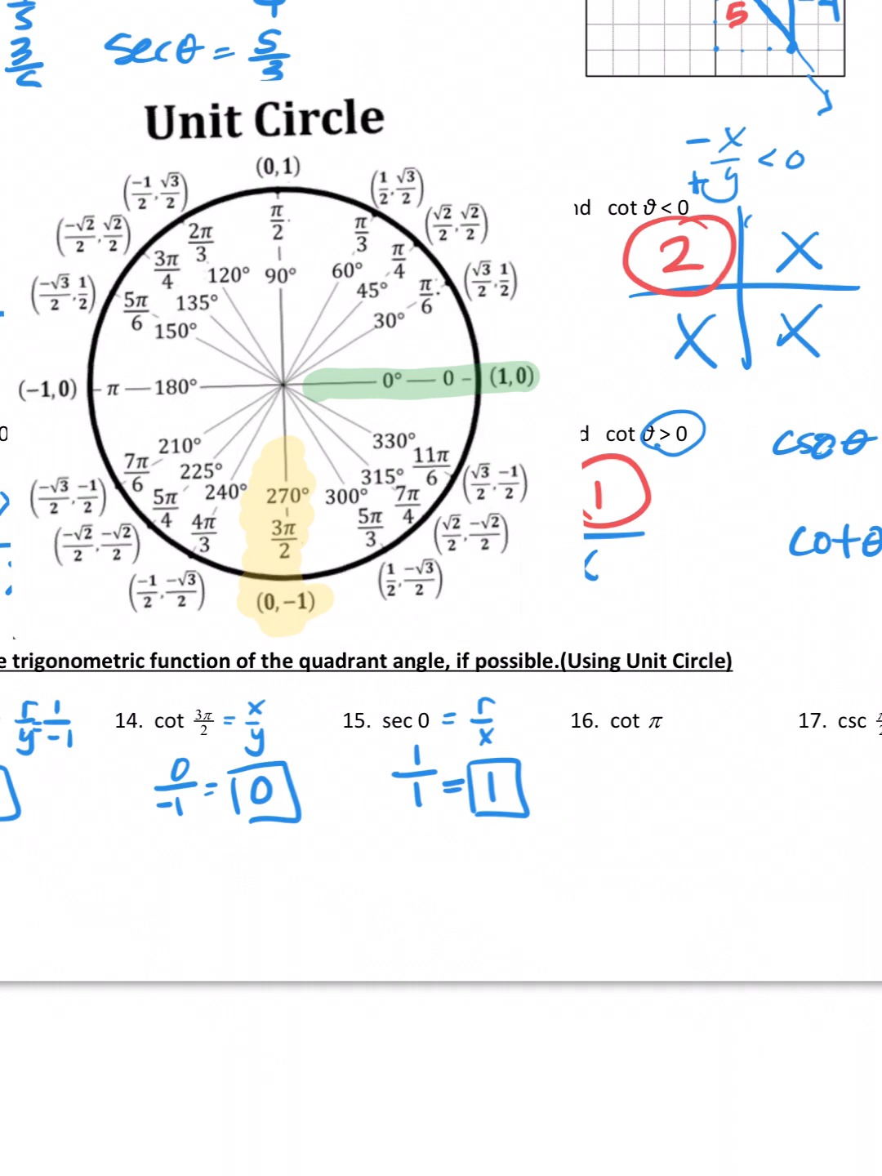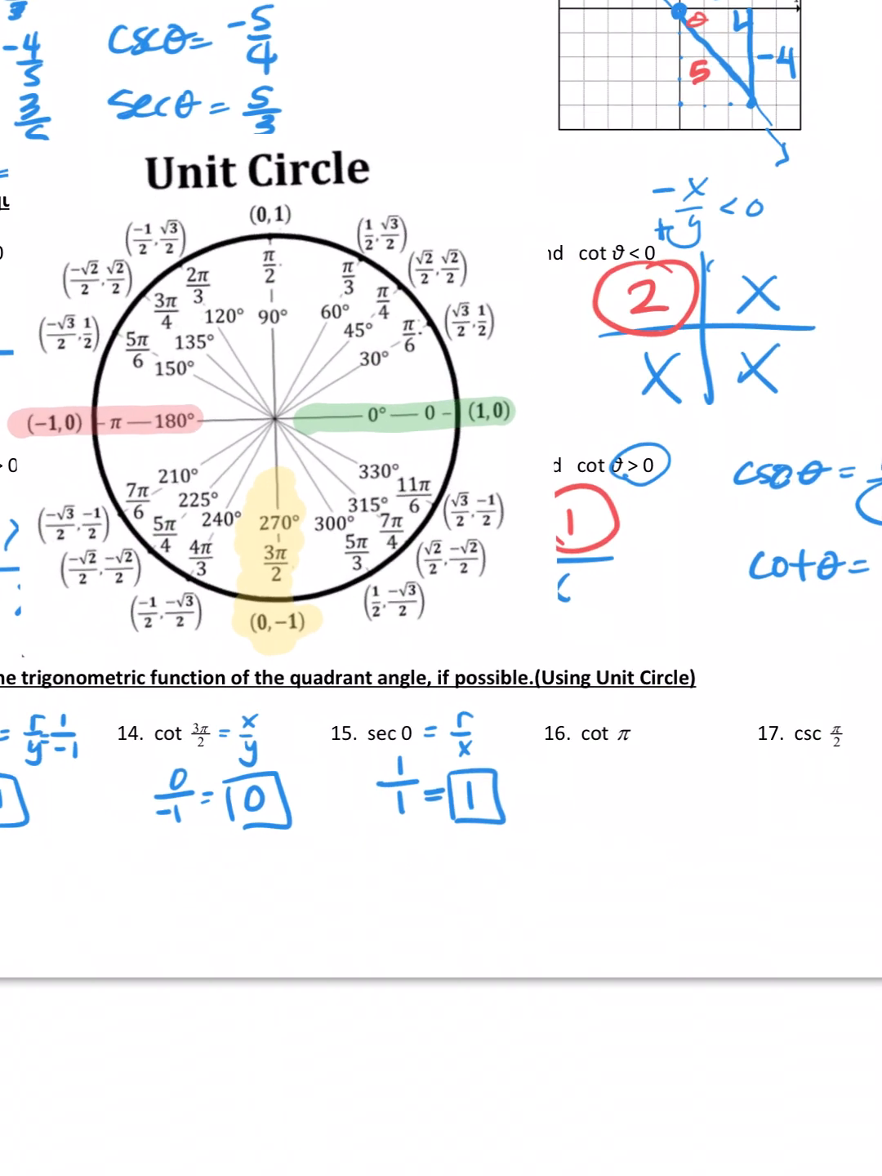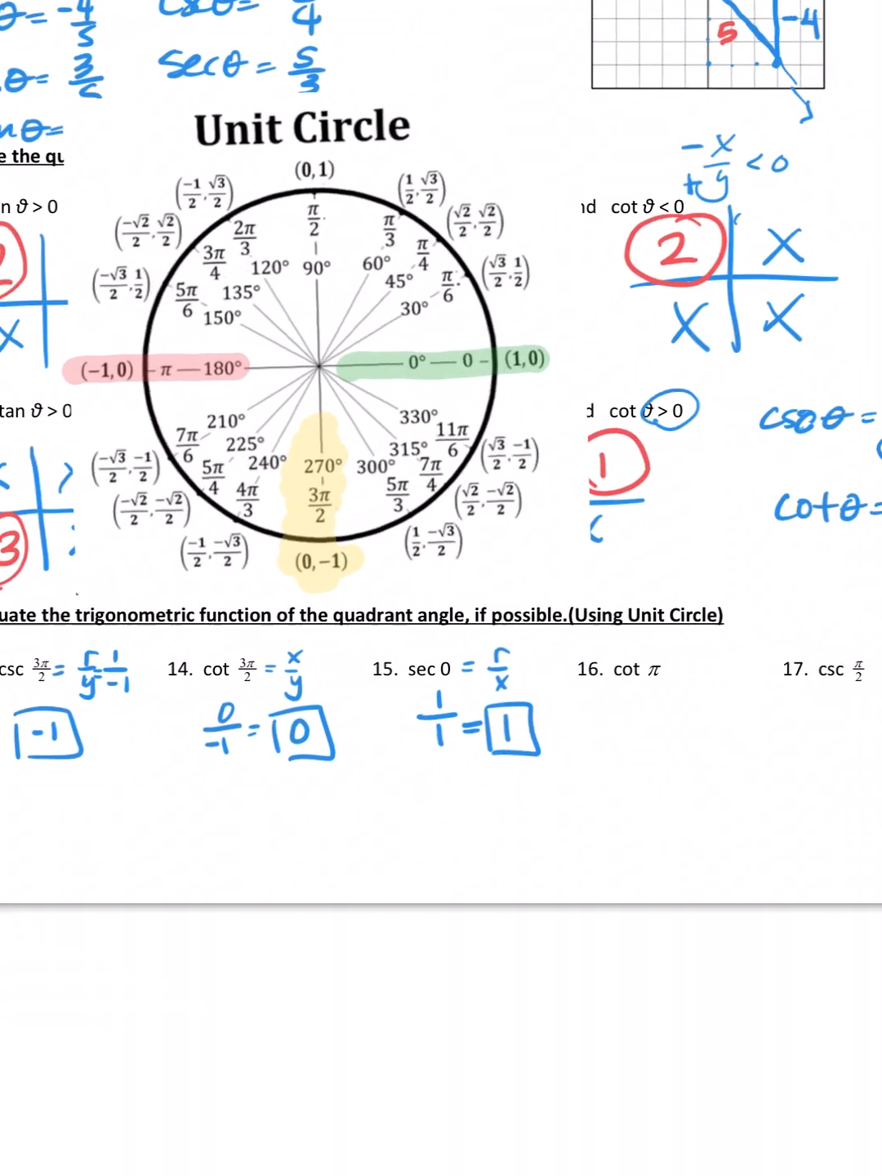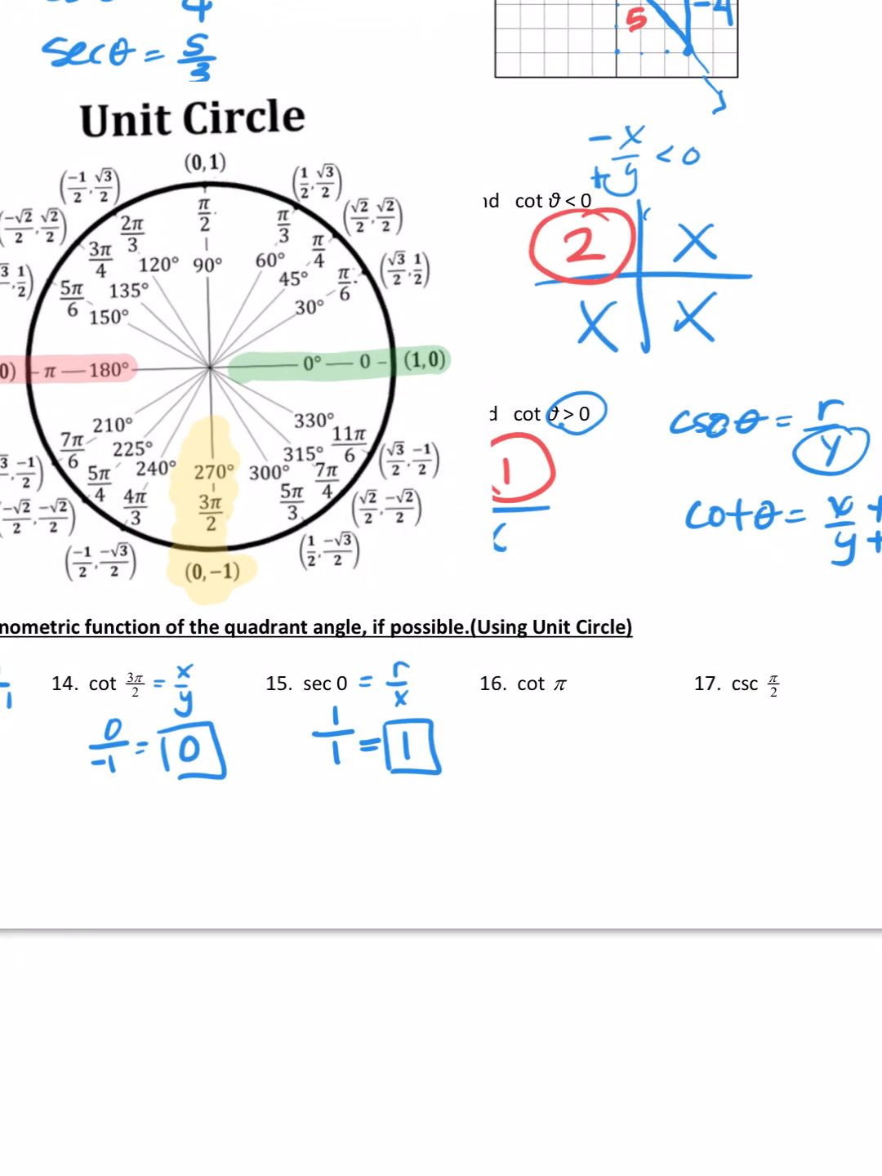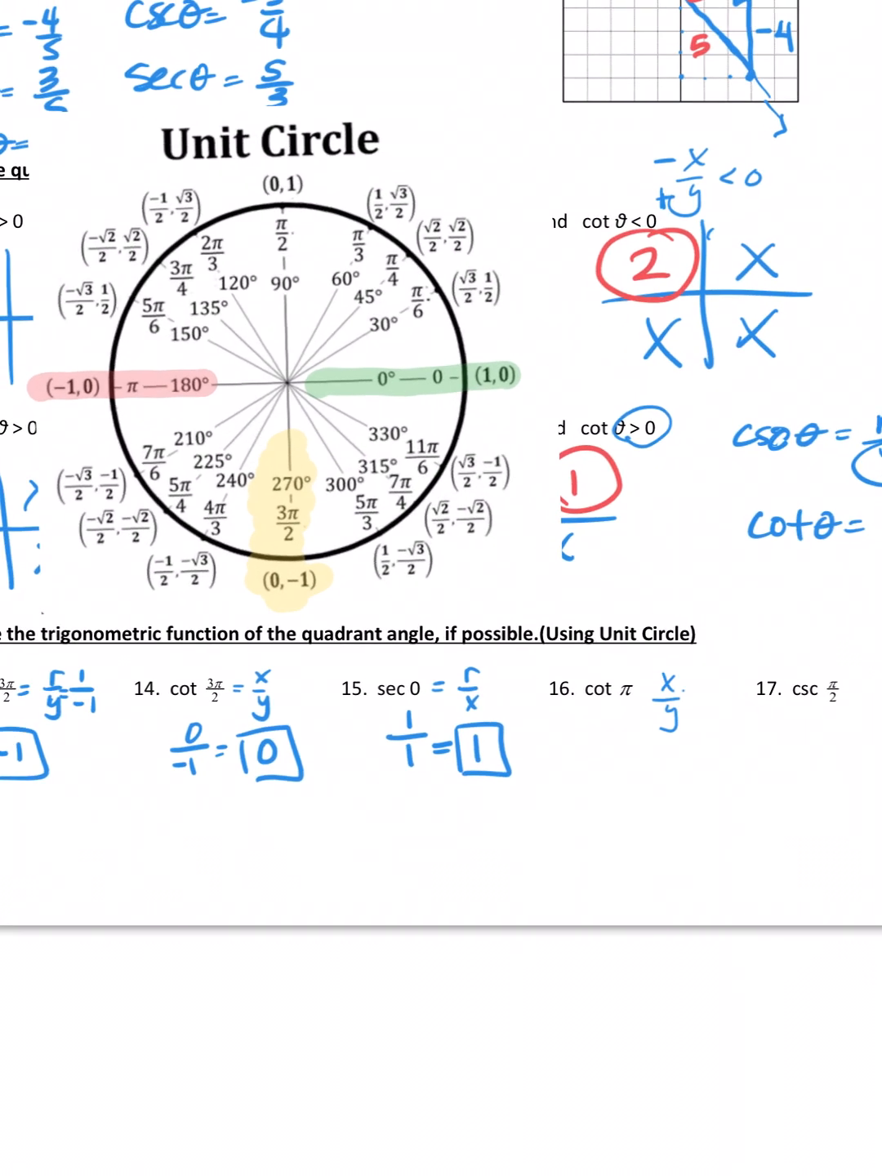Then we're switching over to angle pi. Where's pi? Pi is over here at the 180 mark. Cotangent of pi is going to be x over y again, right? X is negative 1. Y is 0 at this angle. Now, if the 0 is in the denominator, this is an undefined solution. Does not exist, basically. It's undefined. You can't divide by 0.